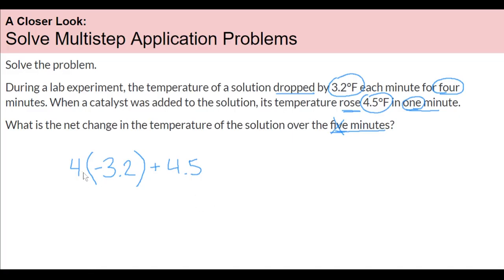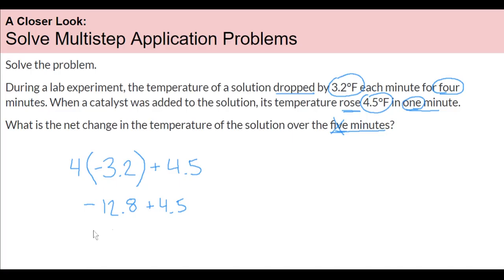Multiplication, 4 times negative 3.2. So we're going to do this one first. That's going to give me a negative. 4 times 3 is 12. And this one you can cheat a little bit: 4 times 3 and then 4 times 2, because you don't have to really carry anything over. So I'll get negative 12.8, plus 4.5.